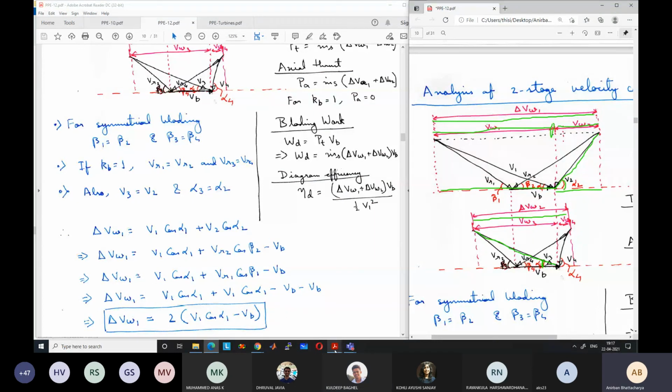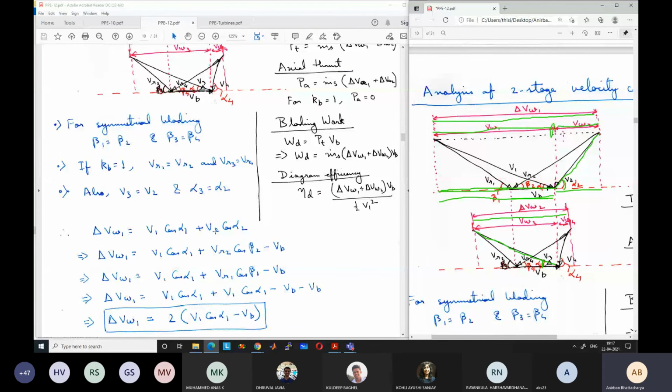Now what is VR1 cos beta 1? This length. This is VR1 cos beta 1. So this is nothing but equal to V1 cos alpha 1 minus VB. So VR1 cos beta 1 can be written as V1 cos alpha 1 minus VB. So ultimately we are left with delta VW1 equal to V1 cos alpha 1 plus V1 cos alpha 1 minus VB minus VB. So 2 V1 cos alpha 1 minus VB.